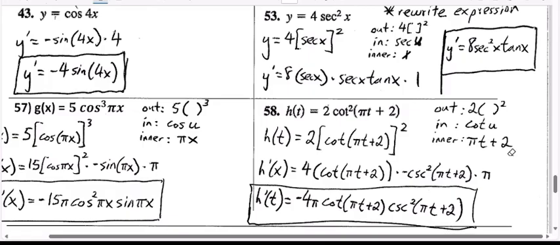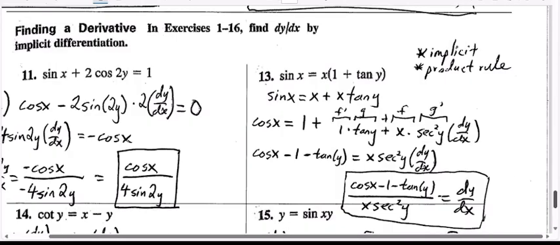When I do the same as what I did here, I differentiate u with respect to t, and I differentiate h with respect to u. I'm going to multiply those, and that's going to give me this. The same way I'm going to do here. So you can go through that. They're all going to be super easy.